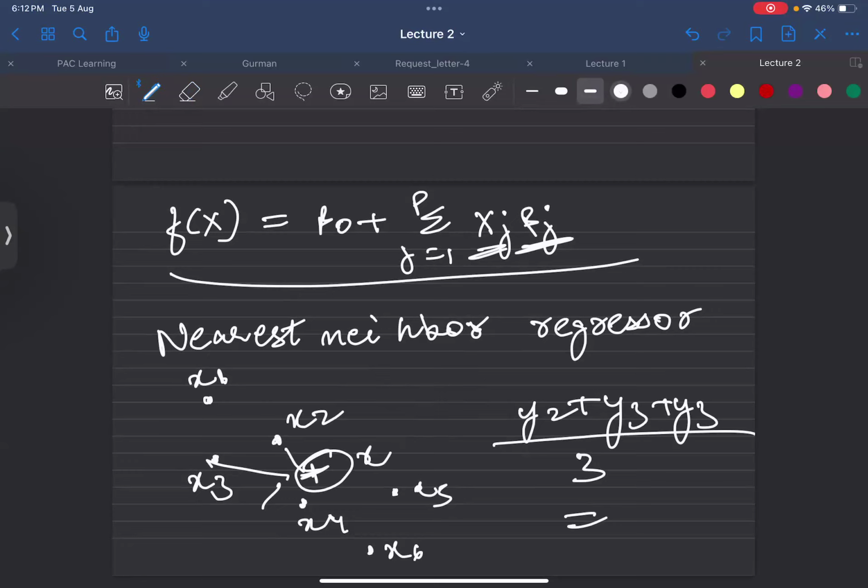Clear? If you are having any doubt, ask me 100 times. Clear? Yes. Okay. Should we proceed? I hope so. This nearest neighbor regressor is clear. Yes, yes. KNN is clear.